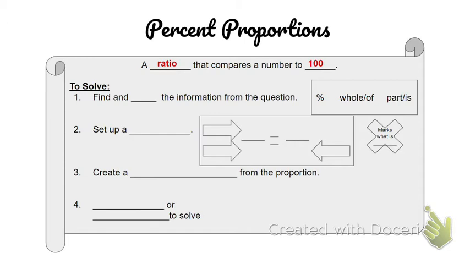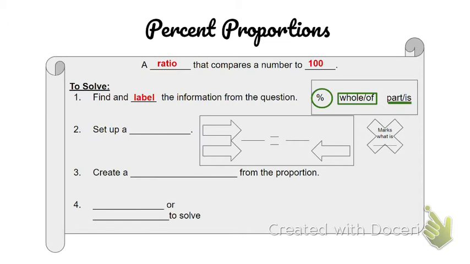So in order to solve, first we need to find and label the information from the question. So over in the side box, what I want us to do is every time we see a percent sign, we're going to circle it. Every time we see the whole, so the total, or if you see the keyword of, that means that it's our total or our whole, and we're going to put it in a box. And last is the part or the is, that means that it's a piece of it. So an example of part would be 10 would be your part out of 20. 20 is your whole, and we're going to underline that.